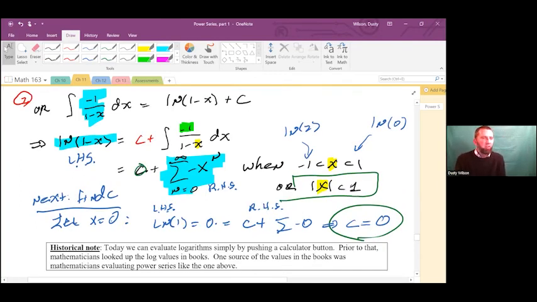So historical note. Today we can evaluate logarithms simply by pushing a calculator button. But prior to having calculators, mathematicians looked up log values in books. And so one of the sources of the values in the books was that mathematicians would evaluate power series like the ones below. They would evaluate these power series over and over, not the whole thing all the way to infinity, but maybe the first 5 or 10 terms, just enough to get the answer they needed. And they would create a value, and then they'd find another value. And so they created these tables that could be used. And you can find them, go look at a thrift shop for an old CRC handbook, for example, and that'll show you tables of logarithms.